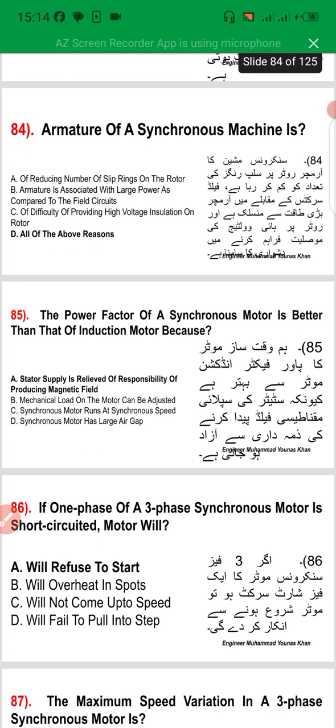Armature of a synchronous machine is of reducing number of slip rings on the rotor. Armature is associated with large power as compared to the field circuit because of difficulty of providing high voltage insulation on the rotor.